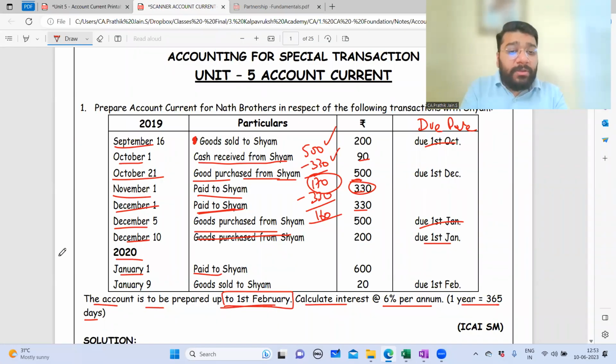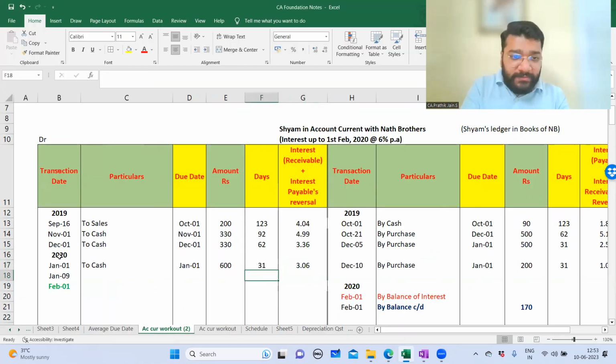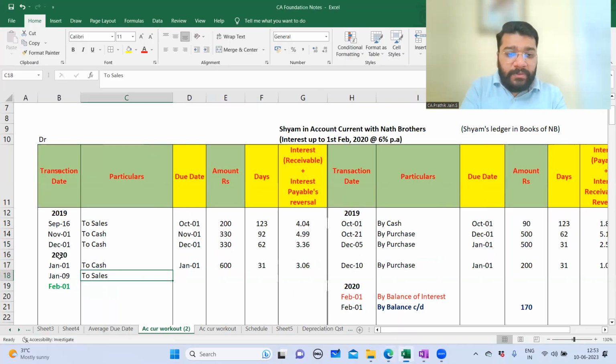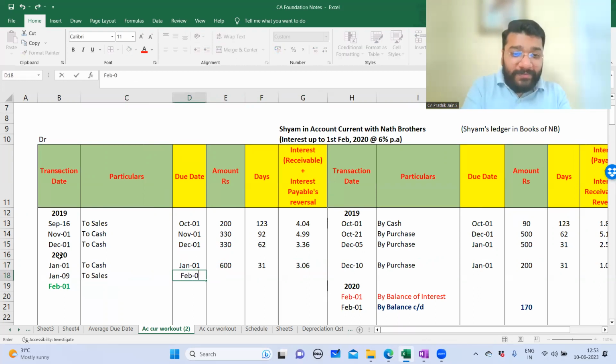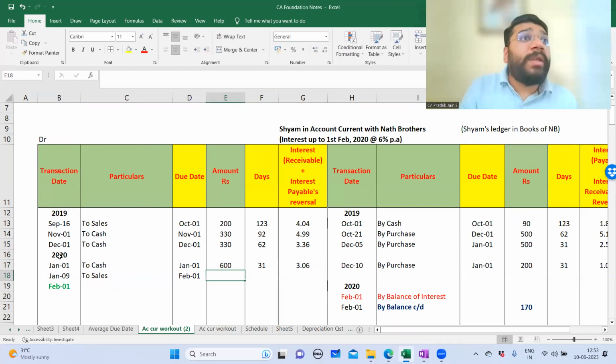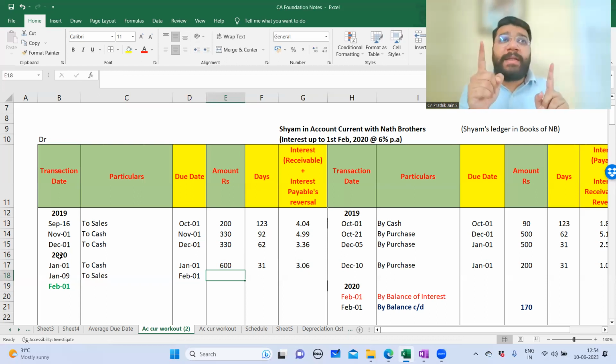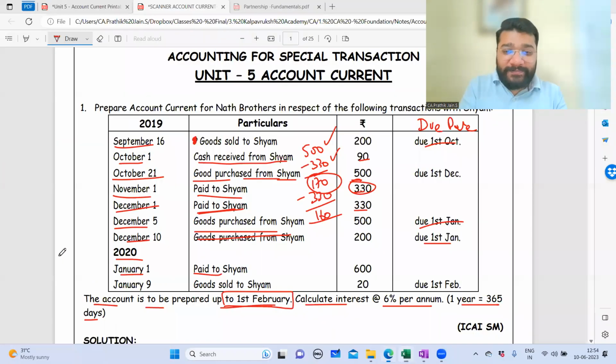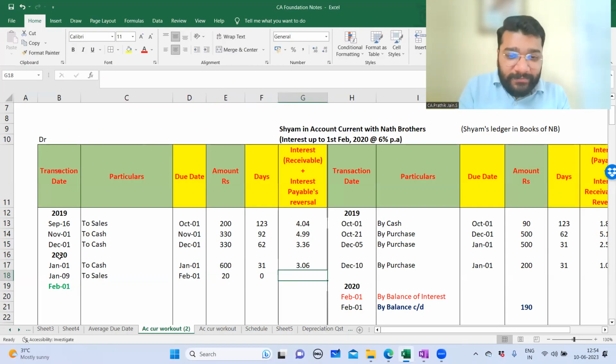Then Jan 9, goods sold to Sham. Entry, please. Sham to sales on Jan 9. What is the due date? It is due on 1st February. Due date is Feb 1. What is the account current statement date? Feb 1. So due date to account current statement date, Feb 1 to Feb 1. How many days? Feb 1 to Feb 1 is 0 days. Amount, please. 20 rupees. Interest.